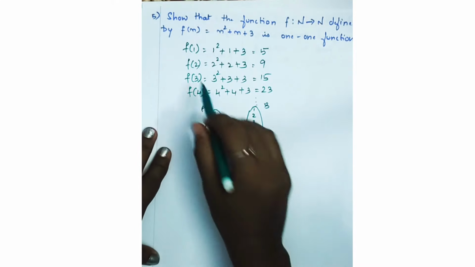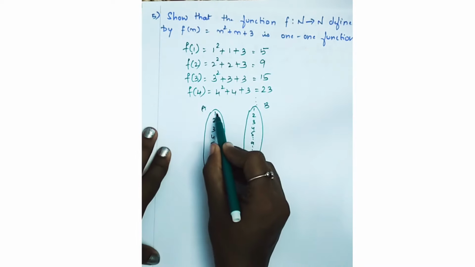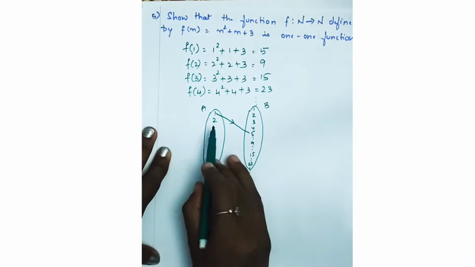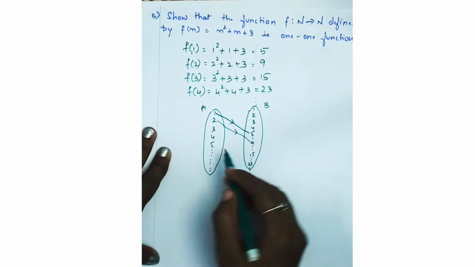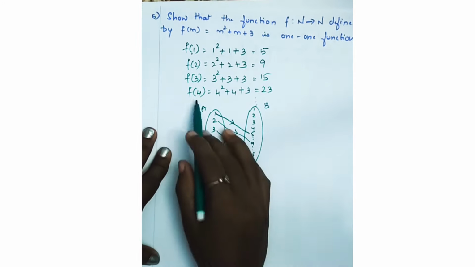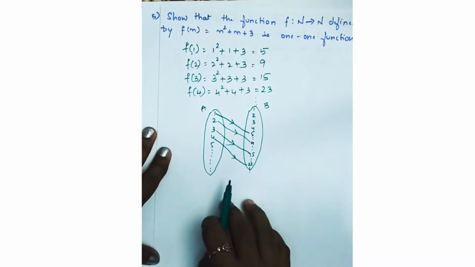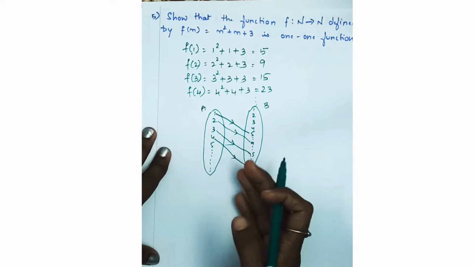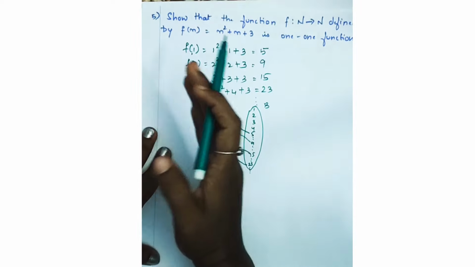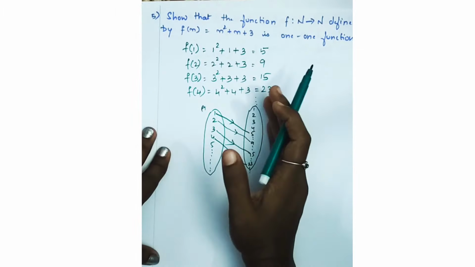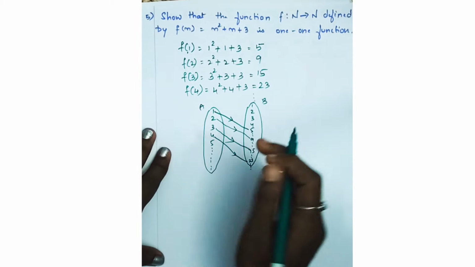Now when it is 1, your f of x value is 5. When it is 2, it's 9. So where is your 9? Here it is. When it is 3, it's 15. When it is 4, it's 23. And for 5, 6, the values go on. By seeing this only, you can say every element in the domain, meaning whatever elements are in A, has its unique image in B. So if it is like this, it is a 1-1 function.